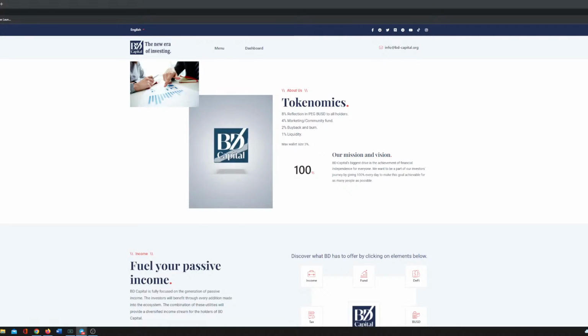4% of the tax is used for marketing and our community fund. We will take a look at the fund in a second. 2% is used for manual buyback and burns. Manual, very important, so this contract is not handling the buyback and burns automatically. The team is handling the buyback and burn, so basically what we are currently doing is just buying back in smaller tranches and then gathering the tokens up. 1% is used for auto add into liquidity.